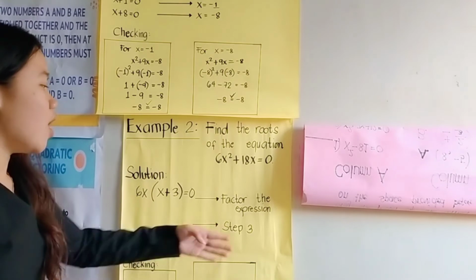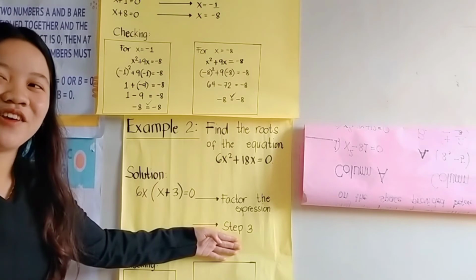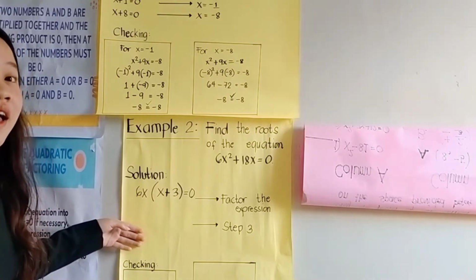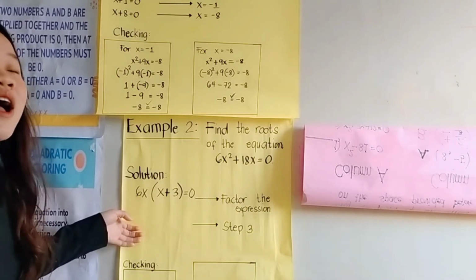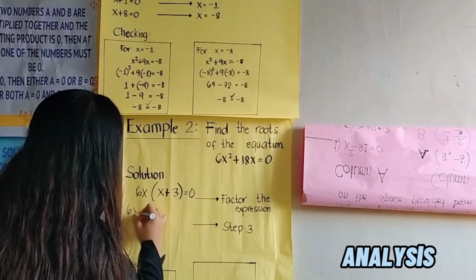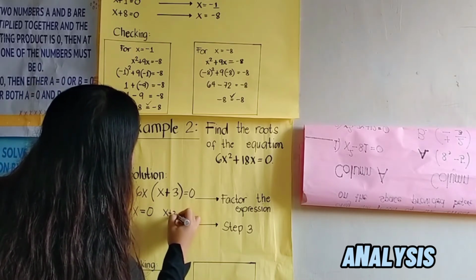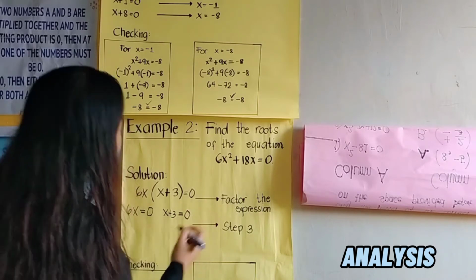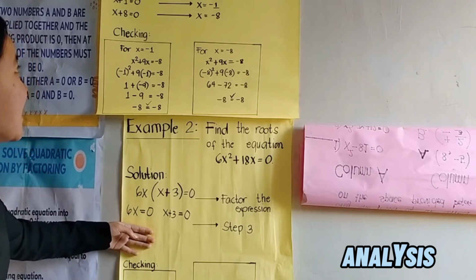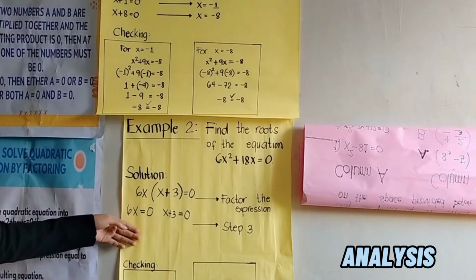Now, let's go to our step 3. Anyone from the class remember the step 3? Yes, Team Green? You're correct. Step 3 is to equate both of the expressions to 0. Now, how do we do this? We can have 6x equals 0 and x plus 3 equals 0. Now, we have already applied the zero product property. Next, we have step 4, which is to solve the resulting equations.